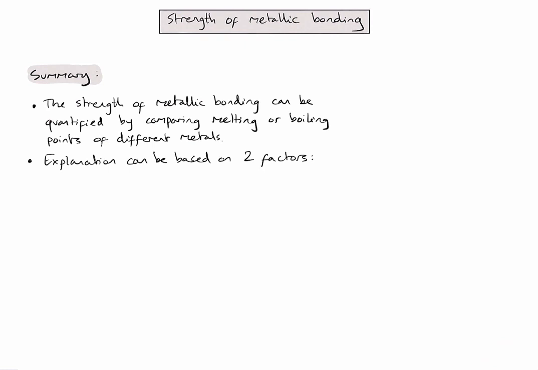and this is related directly to the number of delocalized electrons in that structure, or you could talk about electron density in that structure. Of course, if we have a greater magnitude of charge on those ions and more delocalized electrons around the structure, we will see greater electrostatic attraction and therefore stronger metallic bonding.